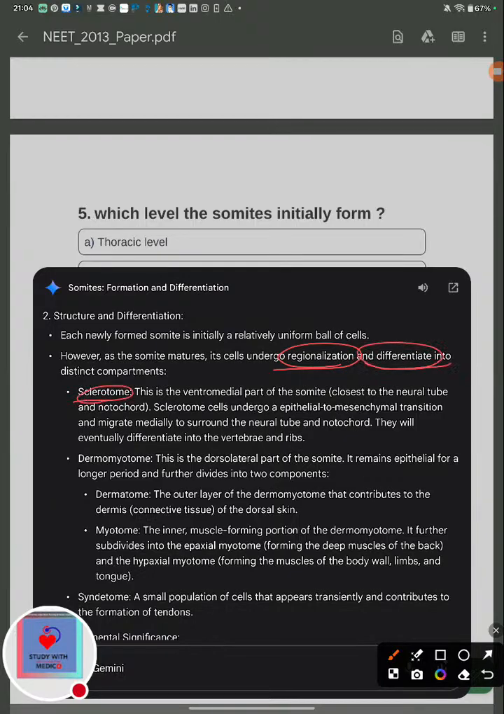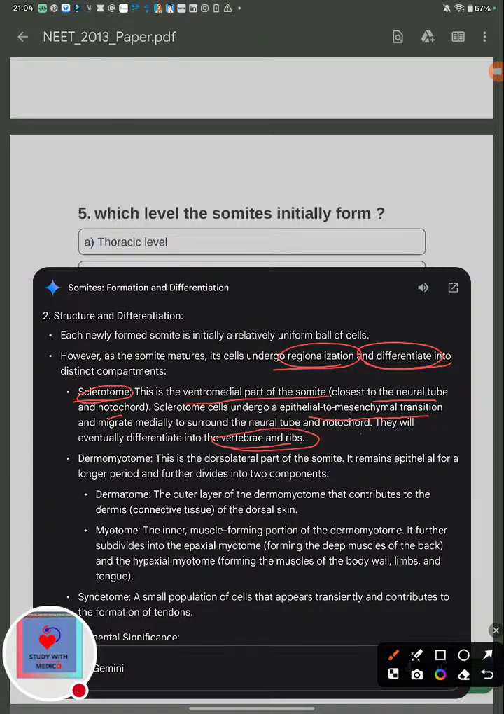Sclerotome. What is sclerotome? This is the ventromedial part of the somite, meaning close to the neural tube and notochord. Sclerotome cells undergo epithelial to mesenchymal transition and migrate medially to surround the neural tube and notochord. They will eventually differentiate into vertebrae and ribs.